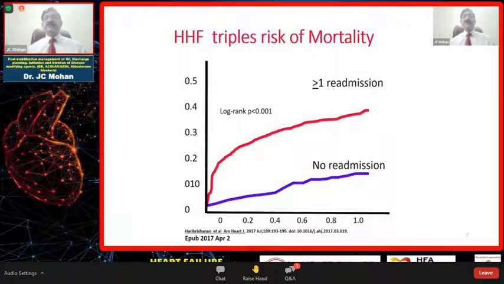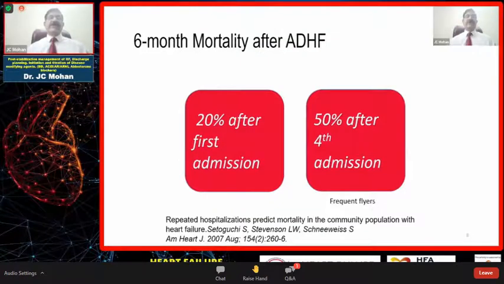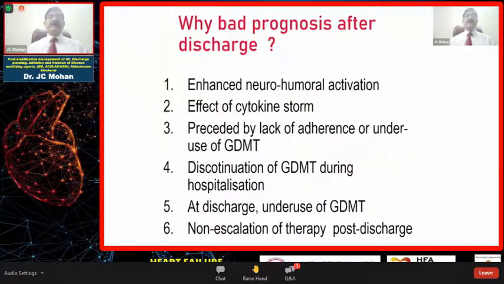Data from Trivandrum Heart Failure Registry again suggests that hospitalization for heart failure triples the risk of mortality. So a person who has been once admitted for decompensated heart failure is a high-risk phenotype anyway. And six-month mortality actually is pretty high after one admission, and it becomes nearly 50% after the fourth admission.